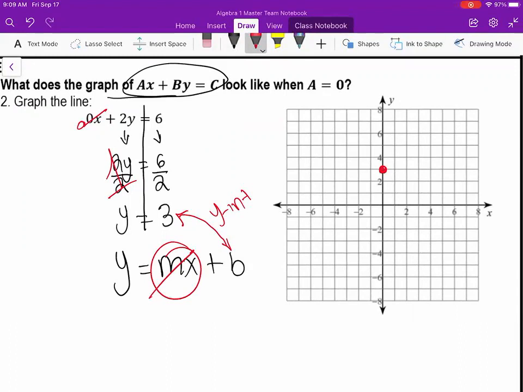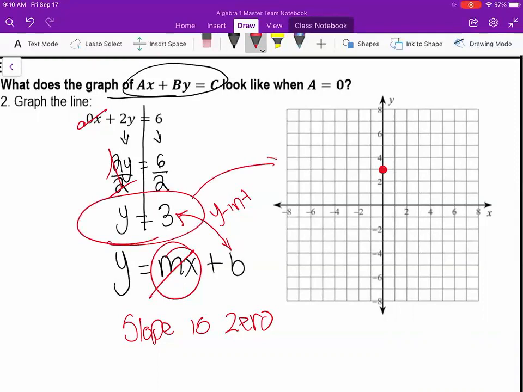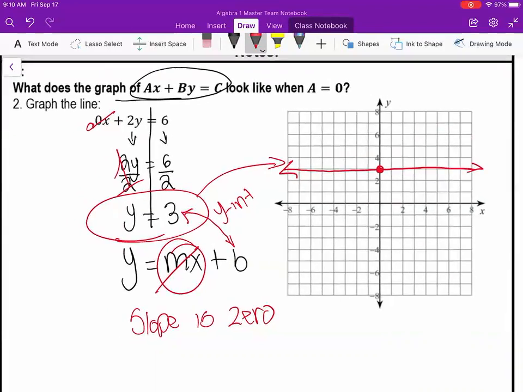However, if I don't have an m or an x, that means that I don't have a slope, which means that my slope is 0. So if my slope is 0, I'm not going up or down. I'm just a straight constant line, which means that this line is going to look like a straight constant line with a slope of 0. So that's really interesting.